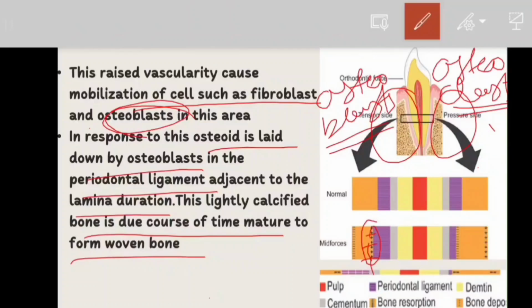So here the pressure side will cause osteoclast activity. That means bone resorption takes place. So there will be bone resorption, that is a minus, you see. And on the tension side there will be bone formation, that is osteoblast activity. So this coordinated activity allows smooth tooth movement. Okay.